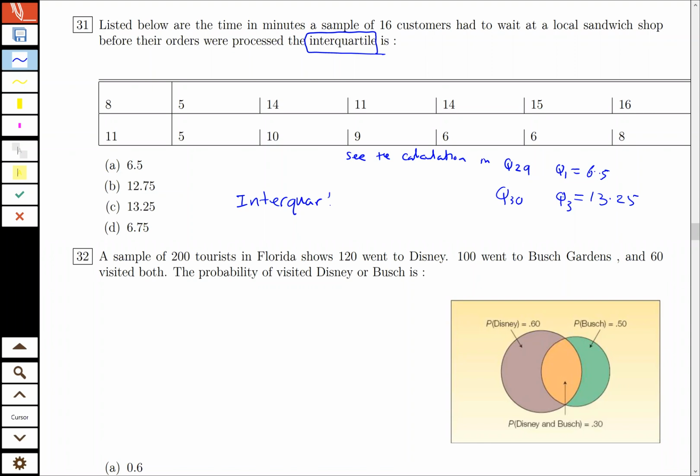Interquartile range is the difference between the third quartile and the first quartile. So that will be 13.25 minus 6.5, which is equal to 6.75. So the answer is D. That's regarding calculation of the first quartile and third quartile.